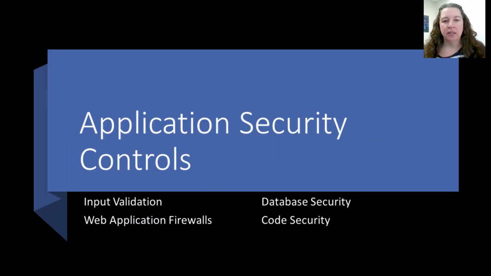We're now going to spend a little bit of time going over those application security controls that we're going to be able to use to try to prevent these attacks that we've just discussed. We're going to cover input validation, web application firewalls, database security, and code security.